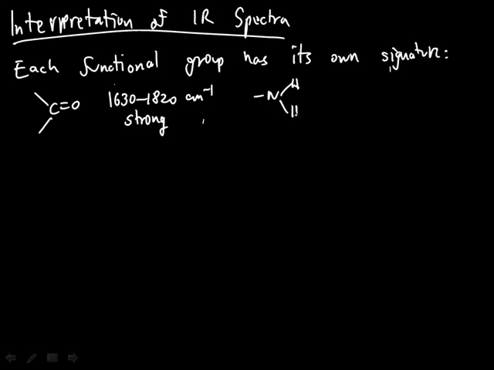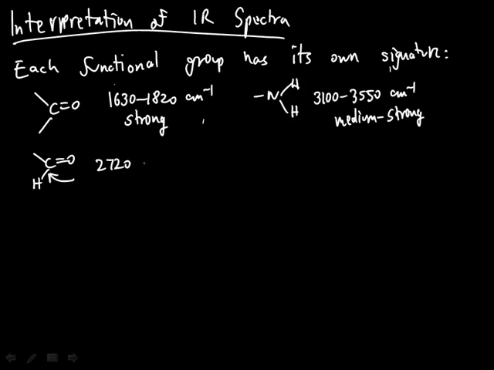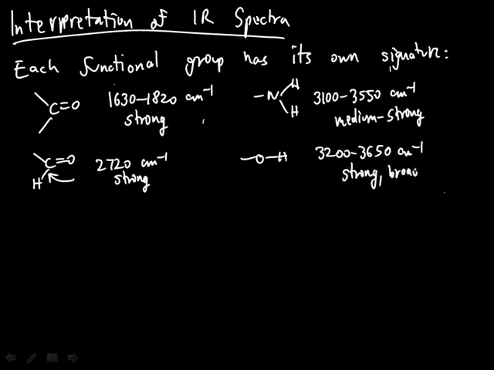An amino group, for example, will have a vibration between 3100 and 3550, and this will be a medium to strong vibration. If we have a carbonyl aldehyde, the CH bond will have a very specific vibration around 2720, and this will be a strong vibration. So this is very characteristic not only of carbonyls but also of aldehydes. We can identify both of these parts at the same time. An OH group present in alcohols or water will be about 3200 to 3650, and this is a strong and broad vibration. So this is also very characteristic.